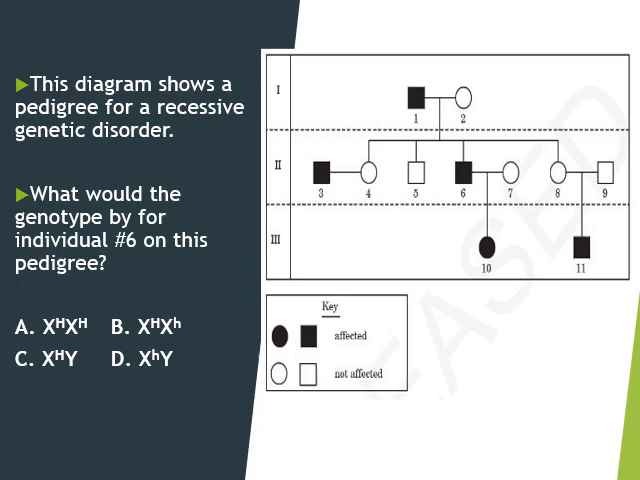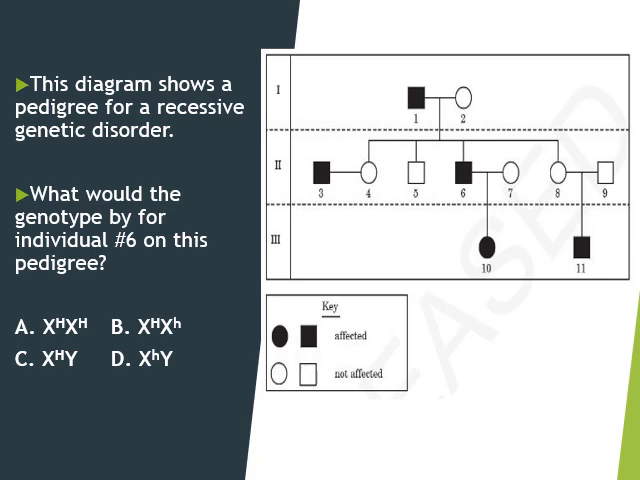So we've got this pedigree here. We have our affected male up here at the top, number 1, unaffected female, number 2. Then we've got our next row here. We have one affected male, normal versions on the female, normal versions on this male, and so on. Okay, and so it says, what would be the genotype for individual number 6 on this pedigree?